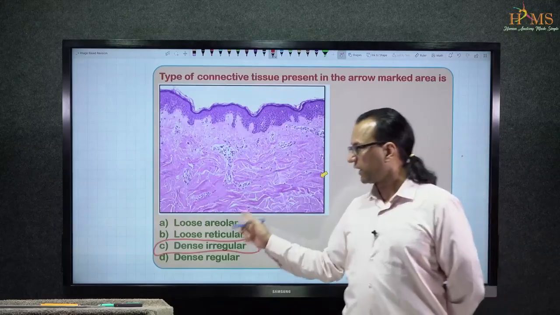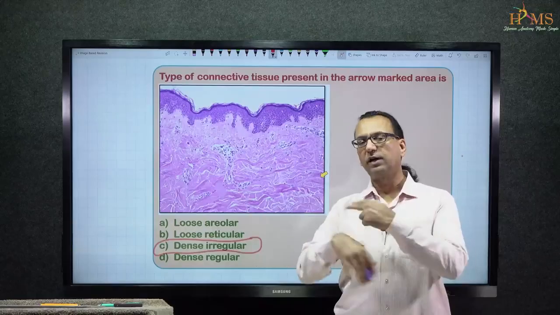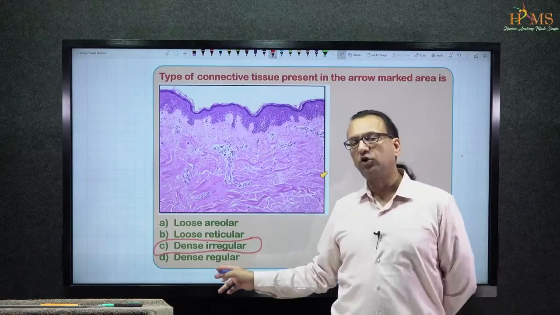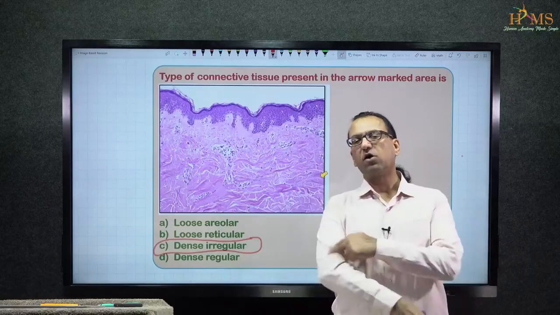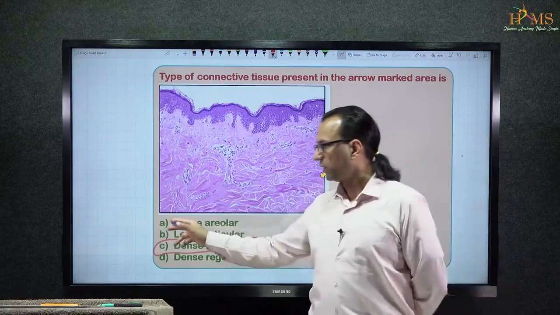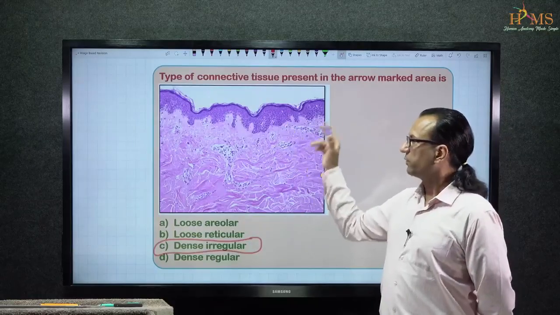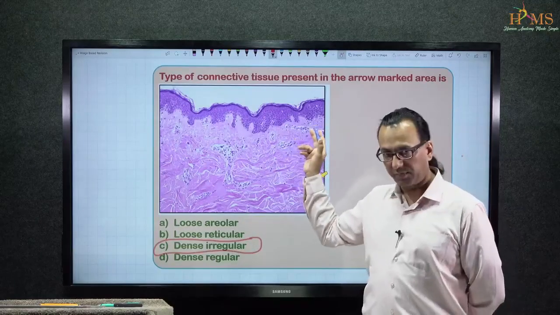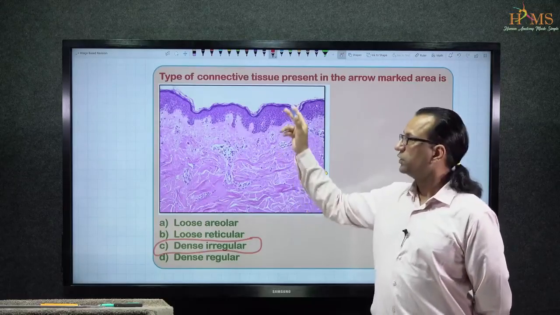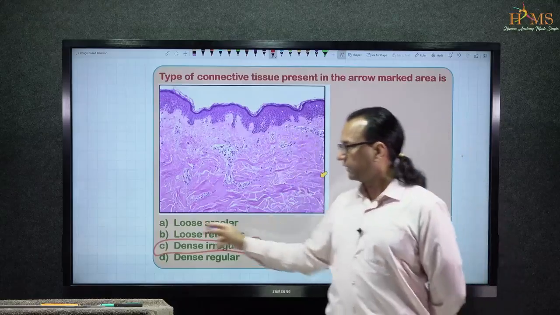Deep reticular layer of dermis can also be seen in the periosteum, perichondrium, around the cartilage, around the bone. When it comes to dense regular connective tissue, that could be in the ligaments or tendon and aponeurosis. If it comes to loose areolar connective tissue, then you will find that it will be seen in the superficial papillary layer of dermis, or it can also be seen in lamina propria. Both are subepithelial connective tissue, loose areolar connective tissue.